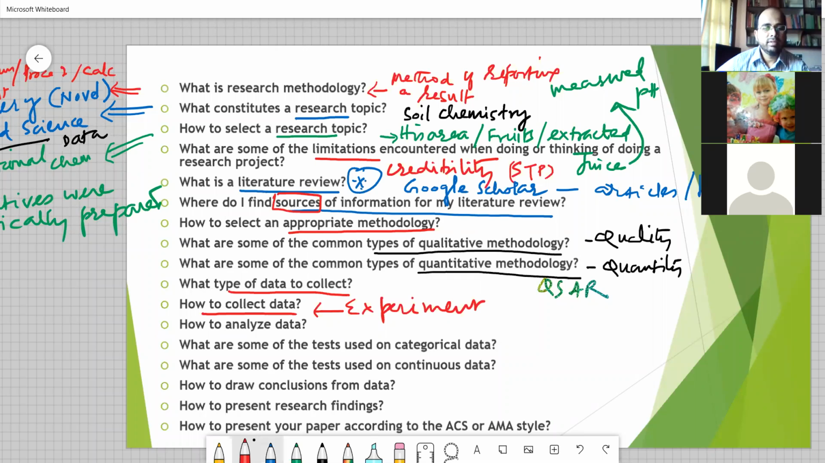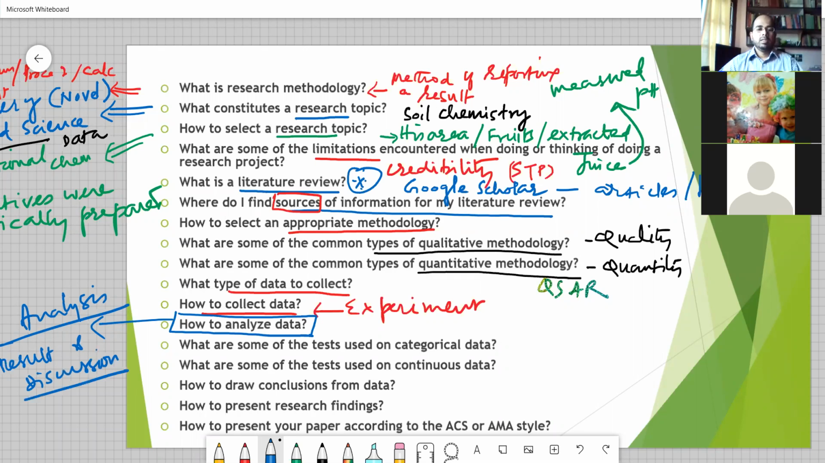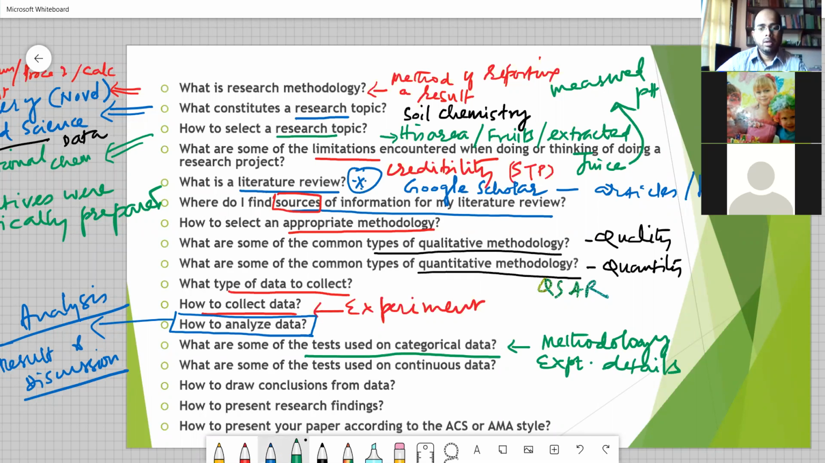And this is the most essential, how to analyze data. Analysis. In chemistry, we call it as the result and discussion. And what are some of the tests used in categorical data? This is the experiment. What are the tests used on continuous data? So these two things, we will see some in coming examples. How to draw a conclusion from the data. Conclusion from data is, we have that important joke.